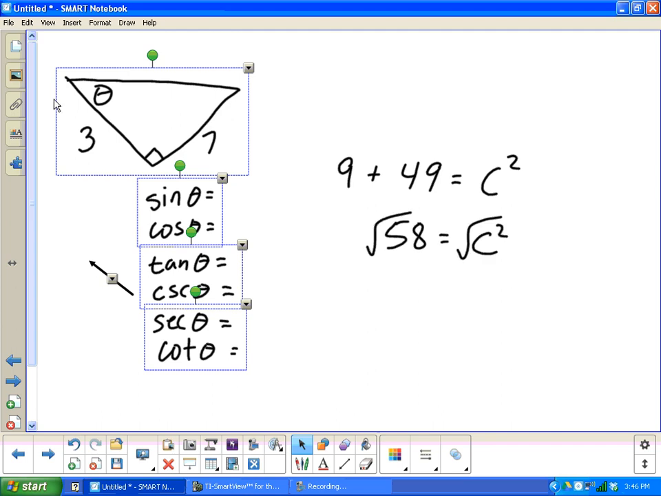And so when I take the square root of that, I don't believe that's going to simplify to anything. I don't think 58 divided by 4. I know it doesn't divide by 9 or 16. So I don't believe that simplifies. So we're just going to leave it as the square root of 58.